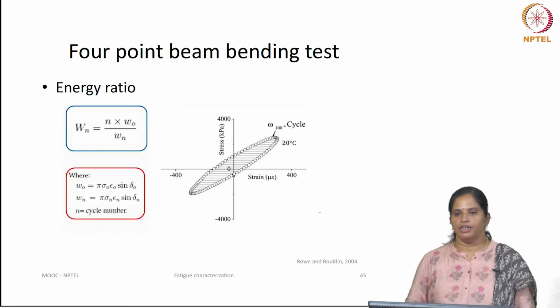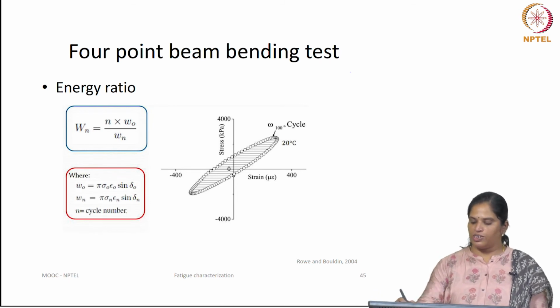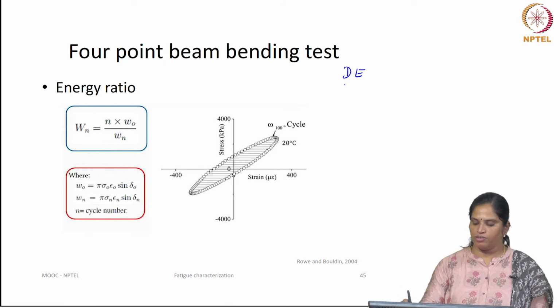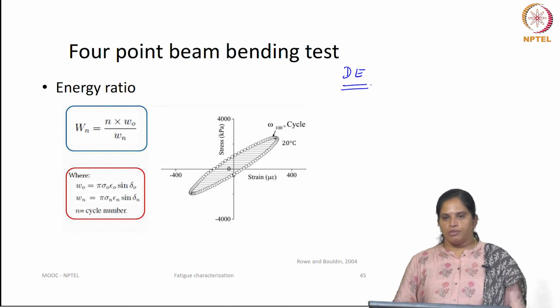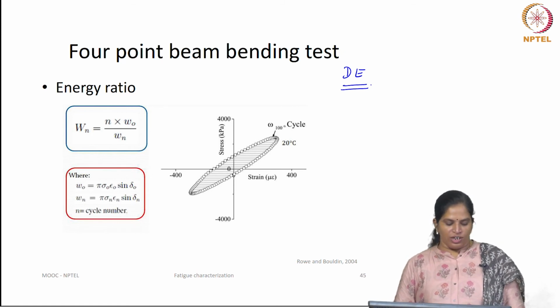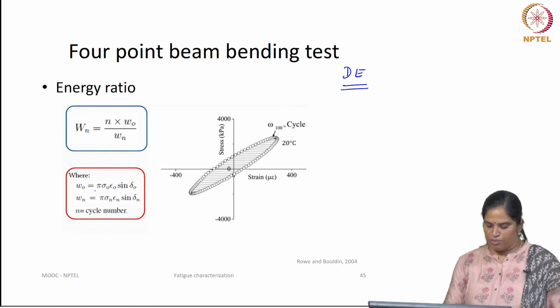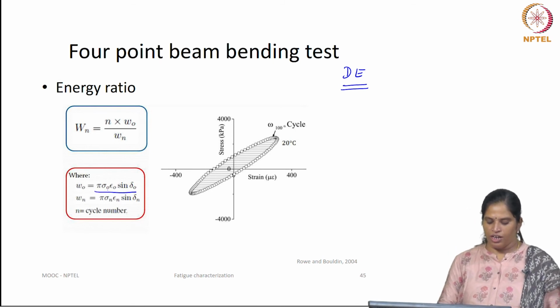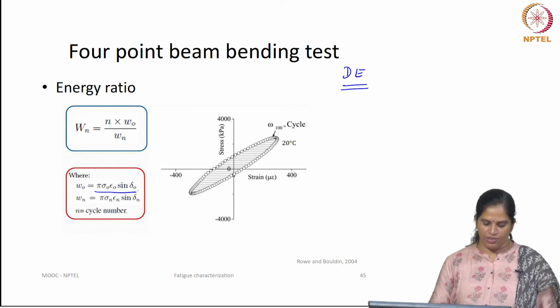The next approach of determining the fatigue life is using an energy dissipation value. Dissipated energy, which in short form can be noted as DE. This dissipated energy, generally we find it using an equation. We are all familiar with this dissipated energy, which is a function of the stress amplitude and the strain amplitude, and delta here is the phase angle.